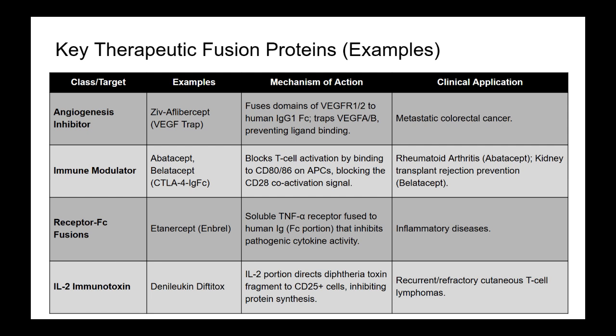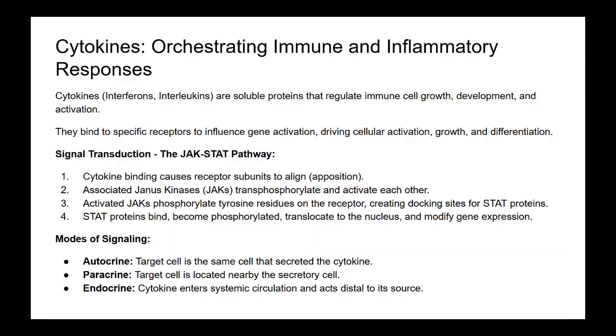Receptor Fc fusion proteins, such as etanercept, are used to treat inflammatory diseases. This medication is a recombinant, soluble receptor for tumor necrosis factor alpha, fused to a segment of human immunoglobulin. It works by inhibiting the activity of cytokines that contribute to inflammation.